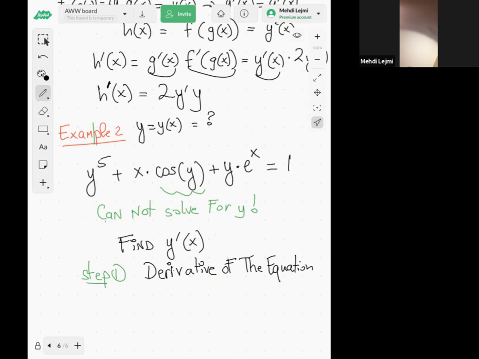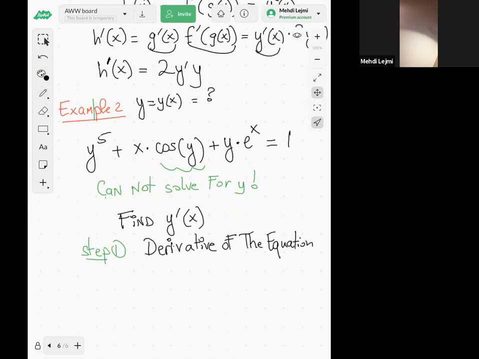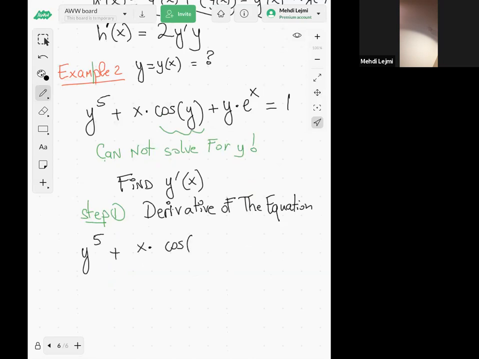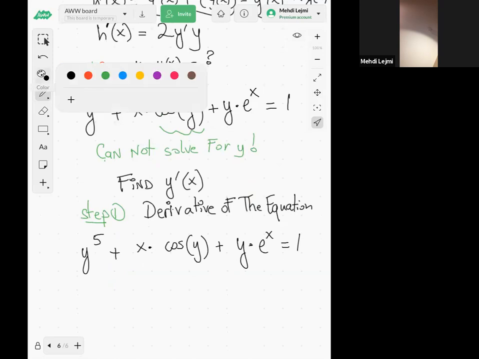Okay, so we have this. So let me write down again the equation. It's y to the 5th plus x times cosine of y plus y times e to the x equal to 1. Okay, so let's start with the left side. First, I mean, we have a plus here. There is a plus here.